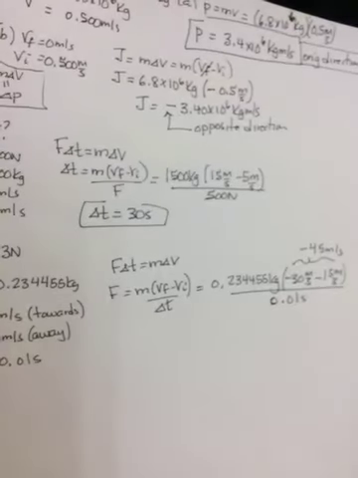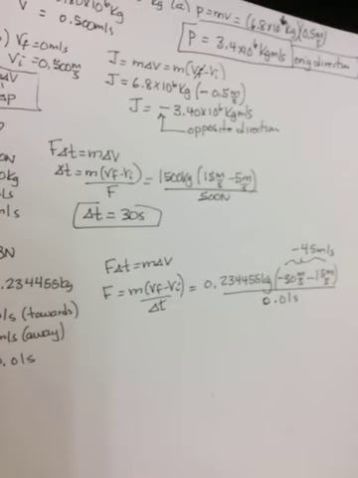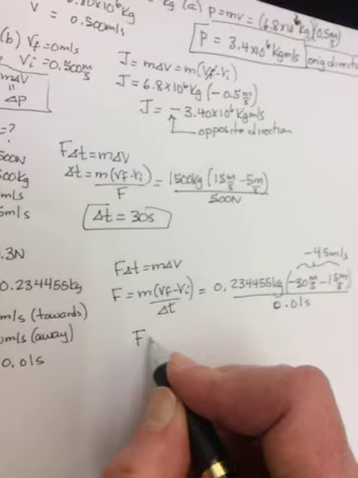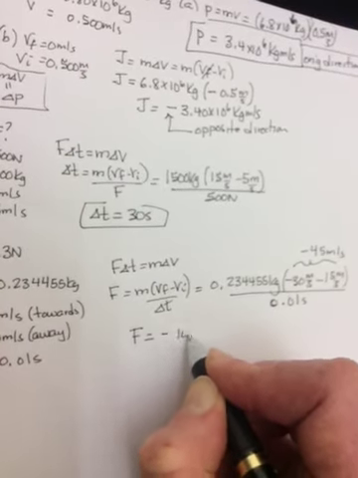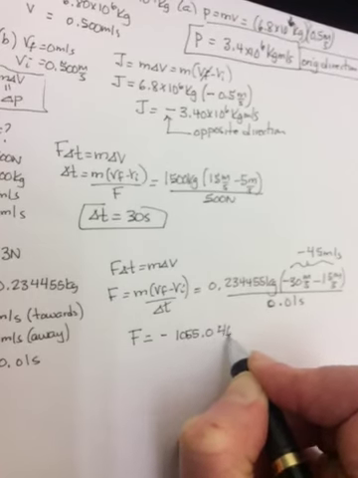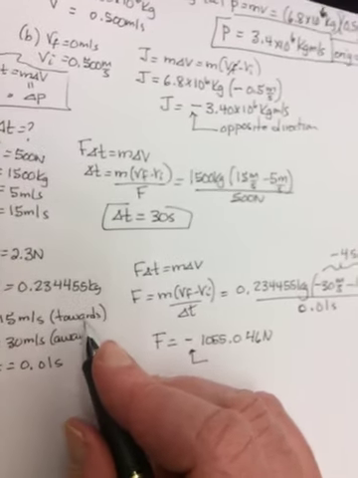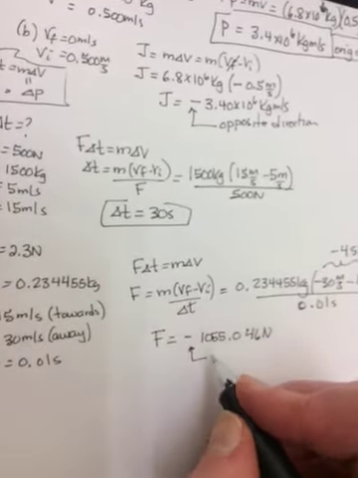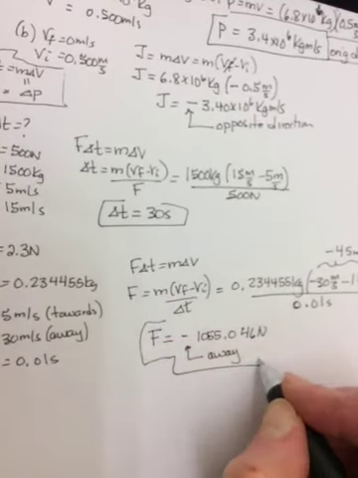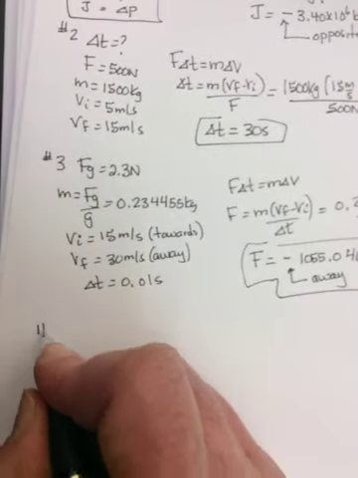And when you do minus 45 times the mass divided by 0.01, you should get a force of negative 1055.046 newtons. For the negative, you have to go back: which way did we call positive? We called positive towards the batter, so the negative means away. And that makes sense. You have to put a force on the ball away from the batter if you want the ball to move away from the batter. Number 4.